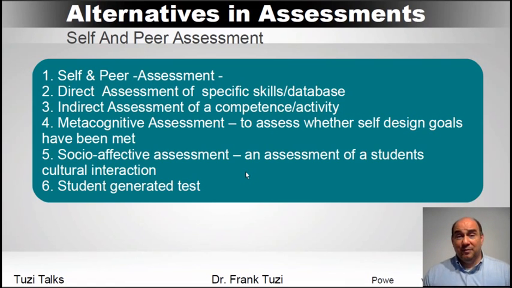Direct assessment of specific skills in the databases. Again, be specific as to what you want them to be evaluating. Indirect assessment of competence within the activity. Okay, so watching what they're doing and are they completing the task or not, and that's not necessarily the language that's involved there. Metacognitive assessment: they get to assess their own stuff. Socioaffective assessment: they assess other students.